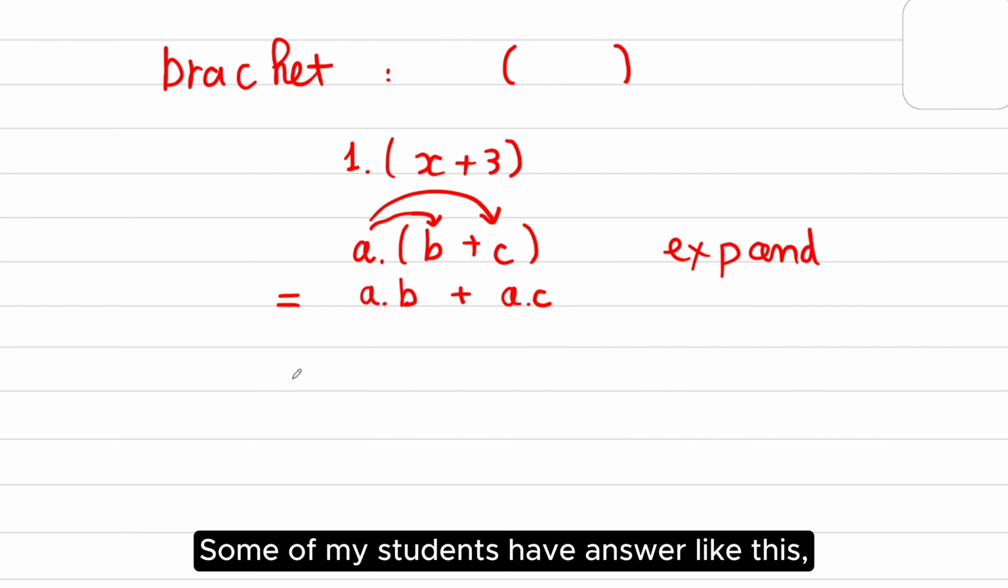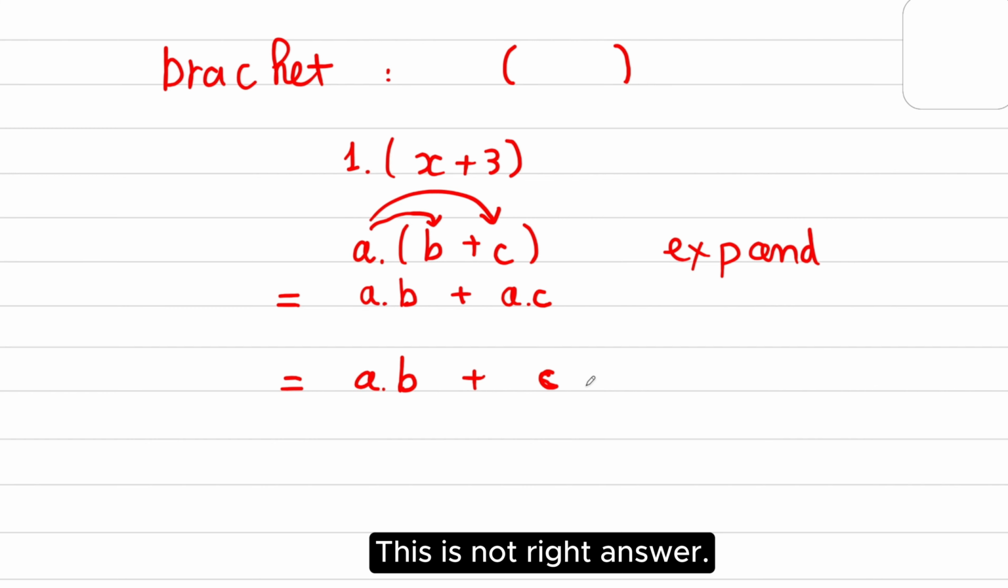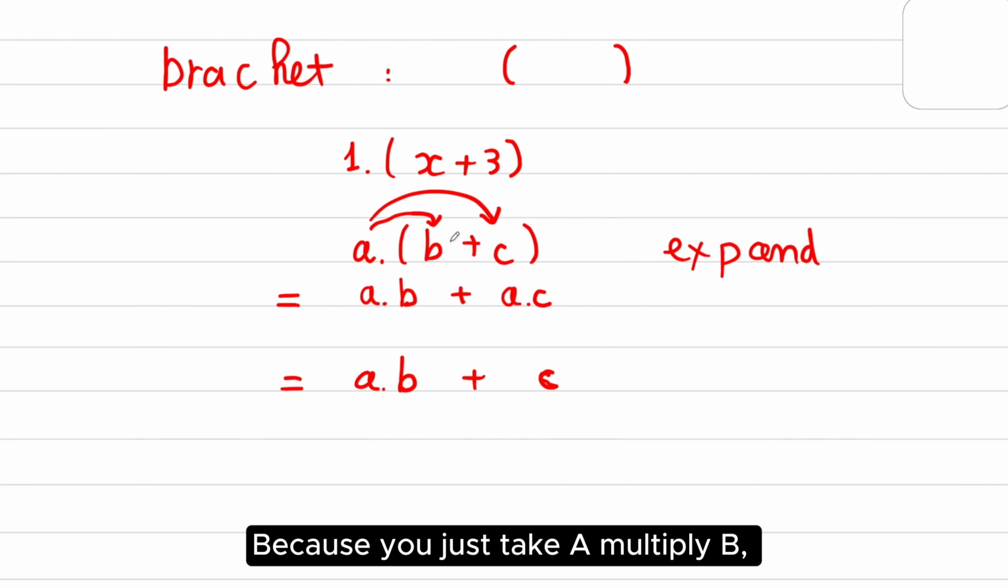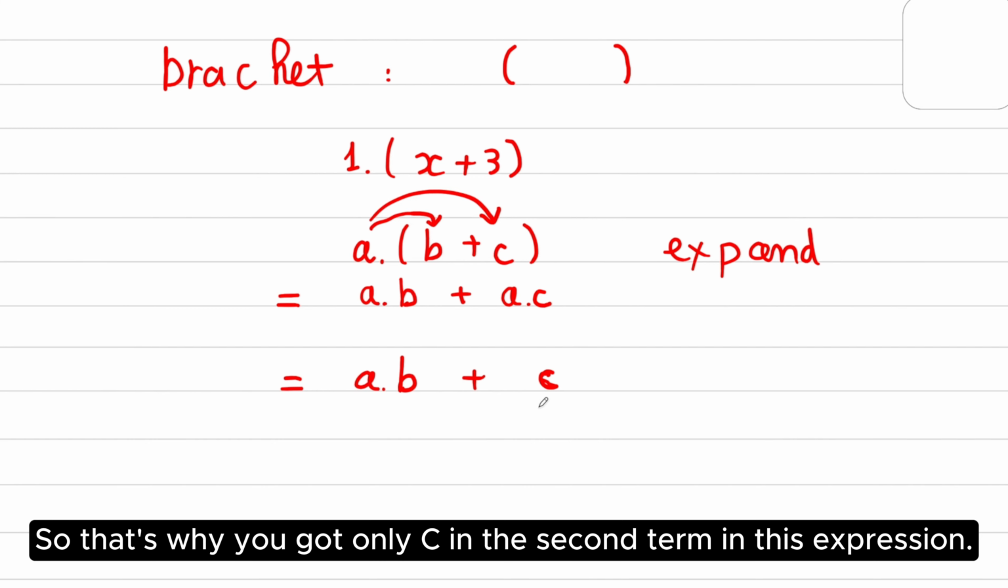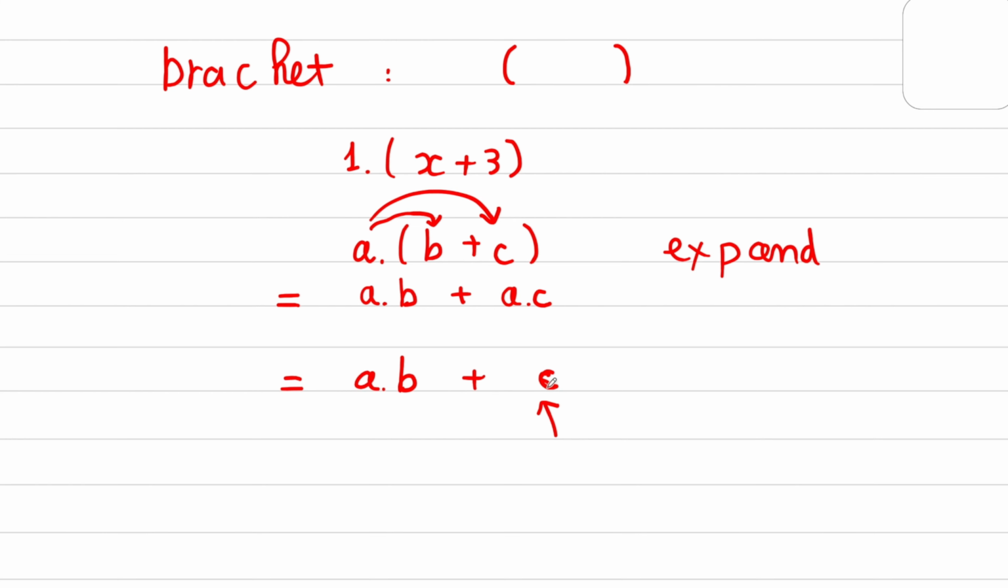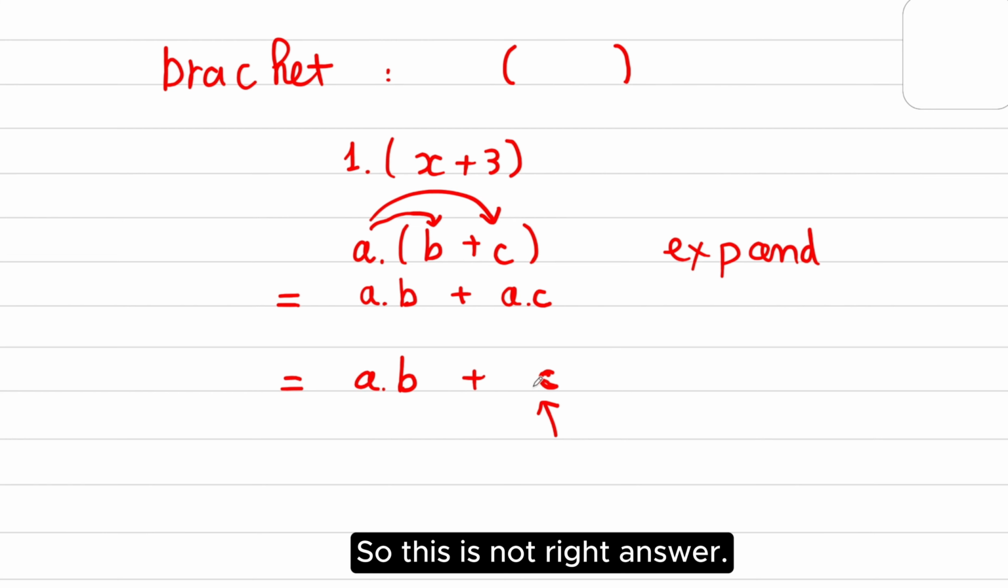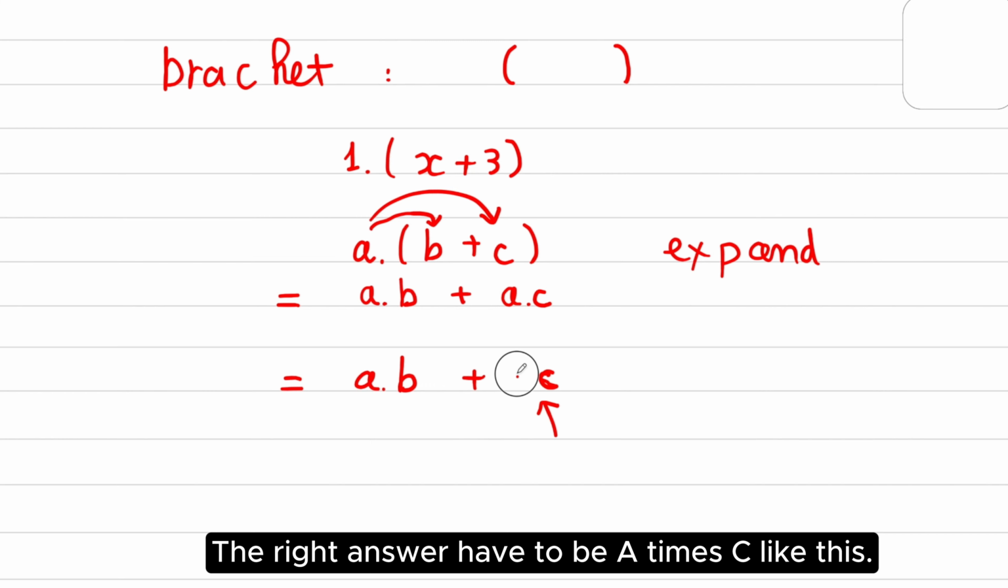Some of my students have answered like this. This is not the right answer because you just took a multiplied by b. You forgot to take a times c. So that's why you got only c in the second term in this expression. So this is not the right answer. The right answer has to be a times c, like this.